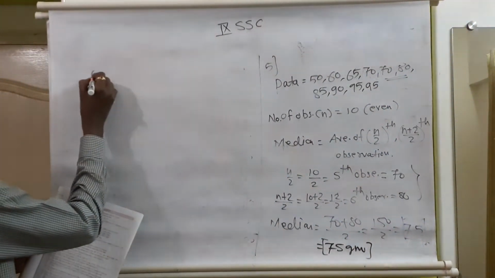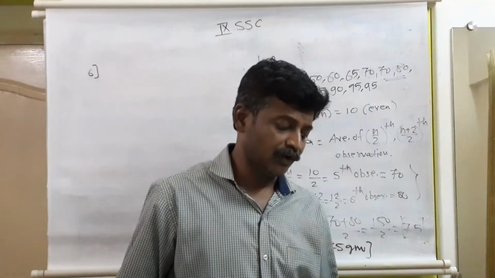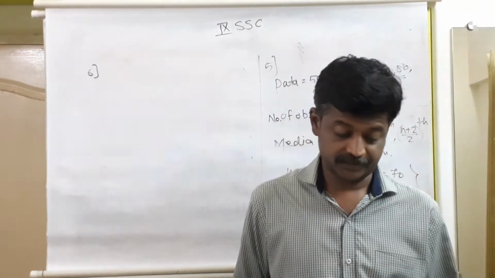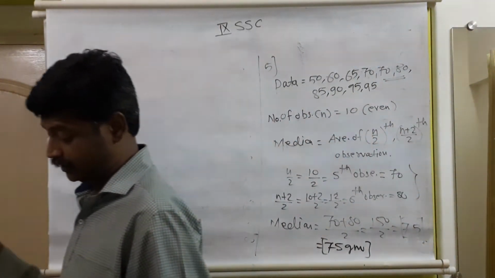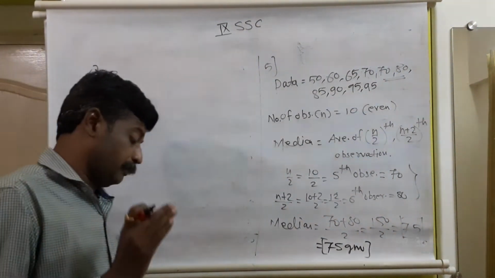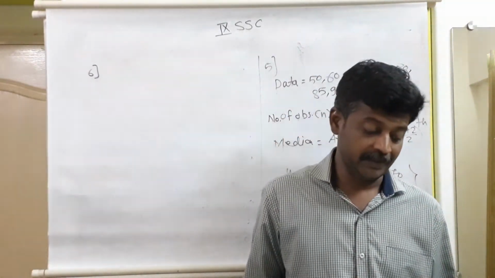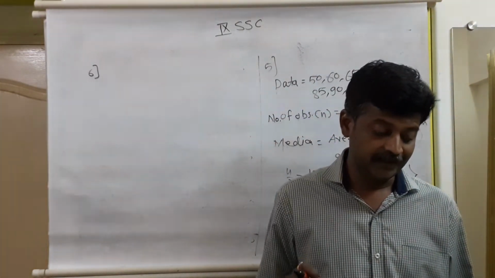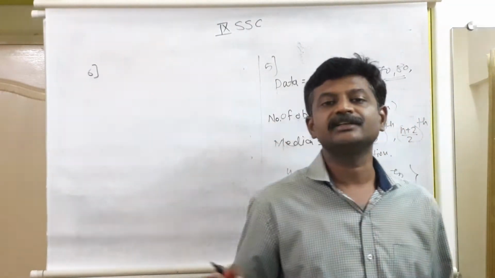Let us continue. Question number 6. A hockey player has scored the following number of goals in 9 matches. Hockey, the Indian national game, and one player who played 9 matches. In his 9 matches, how many goals were scored by him? That information is given. Find the mean, median and mode of the data. Very good, all three things will get clear.